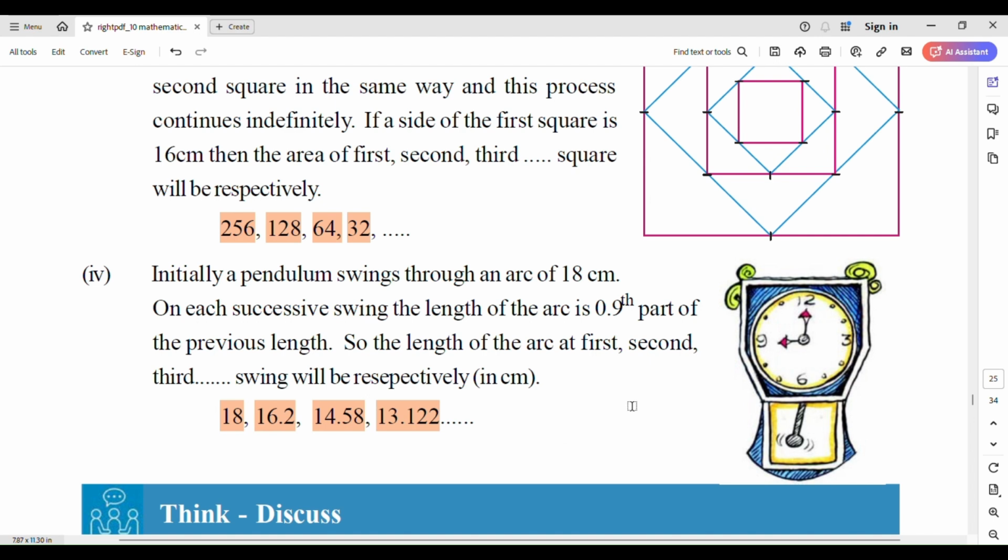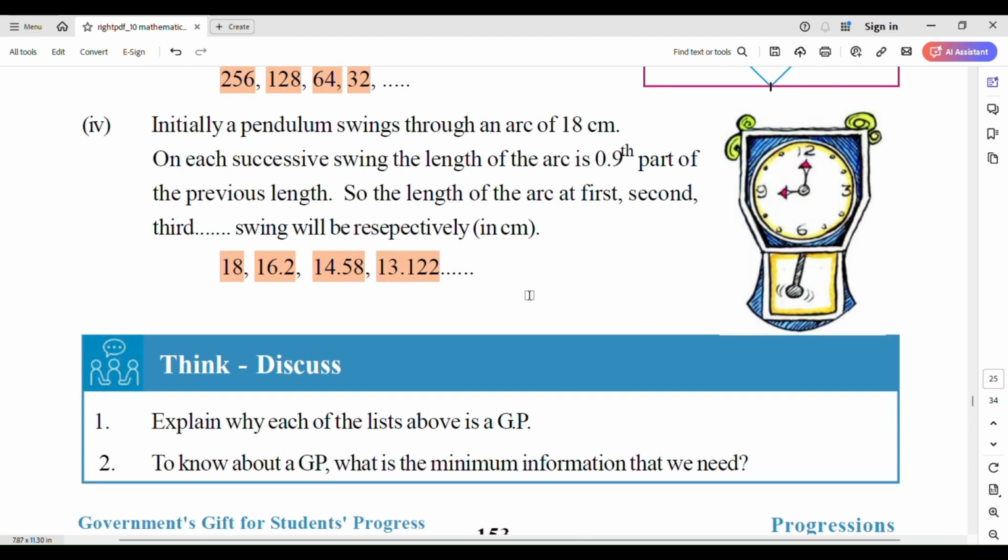For a good clock basically this will become 1. For a good clock this is 1, that means there is no loss of swing. So explain why each of the lists above is a GP. And the next question is, to know about a GP, what is the minimum information that we need? Actually the answer to both these questions is the same basically.